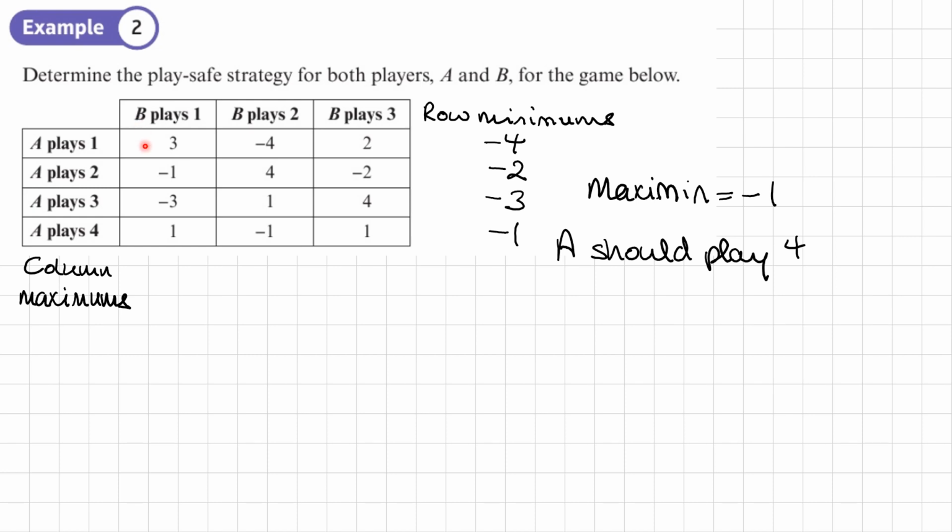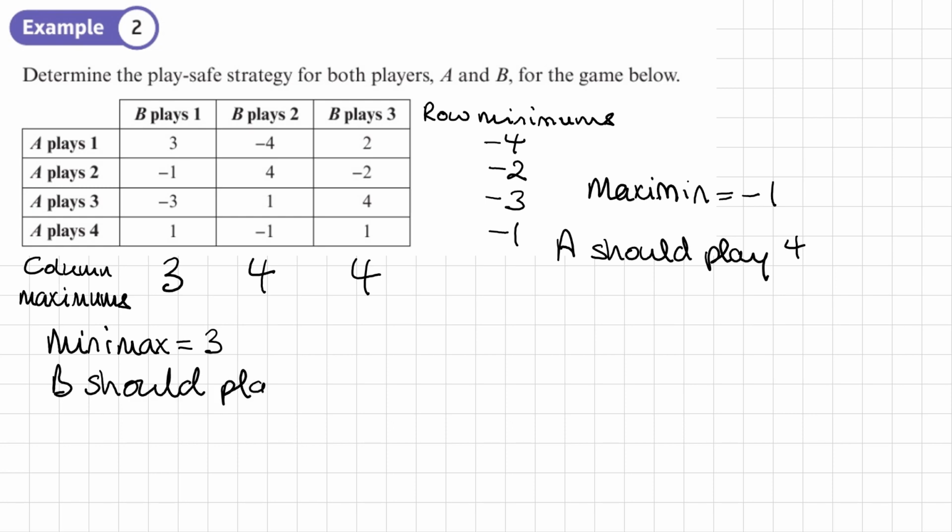And for B's perspective, because this is a zero-sum matrix, it's from A's perspective, we need to do the opposite and find the column maximums, which would actually be B's minimums. So the first column, the maximum is 3, second column maximum 4, third column maximum 4, and we want the minimax. Because this is from B's perspective, everything is the opposite. So the minimax would be 3 here. So minimax is 3. So B should play 1.